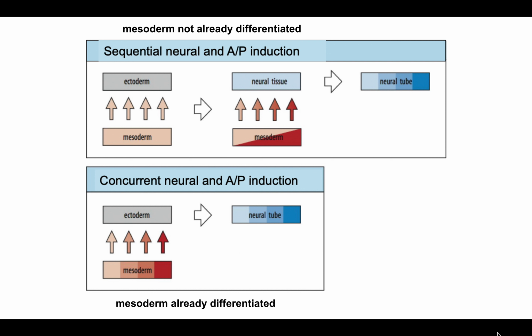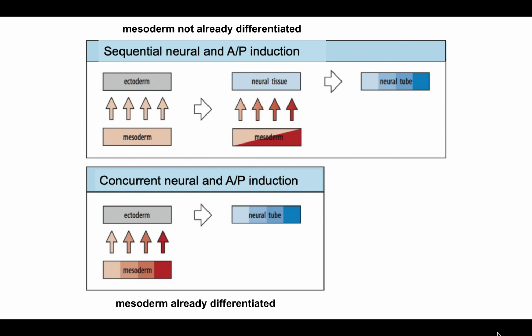There are two possible models that could explain this phenomenon: the sequential model and the concurrent model. In the sequential model, the mesoderm first induces the neural tissue, and the neural cells decide whether they will induce more anterior or posterior sections later. In the concurrent model, the mesoderm induces neural tissue, and the neural cells already know whether they will be inducing anterior or posterior sections. So, which model is the correct one? From his work, Mangold proposed that the correct model was the concurrent model.